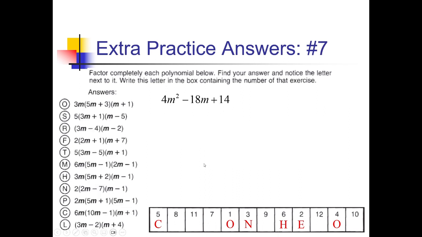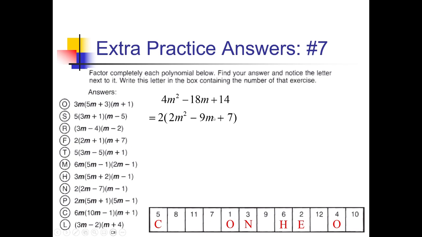For number 7, we have a coefficient of m squared that does not look like a 1. So that means we either need to find a common factor or use the AC method or something. It looks like all of my coefficients, 4, -18, and 14, are all even. So at the very least, I can take out a 2. It's not as much as I would like to take out, but if I at least start there, the stuff inside should be a little easier to factor, and I have to take it out at some point anyway. So that leaves me with a 2m squared minus 9m plus 7, since 14 divided by 2 is 7.